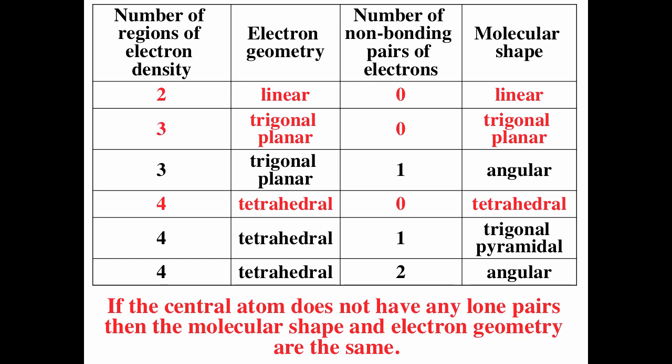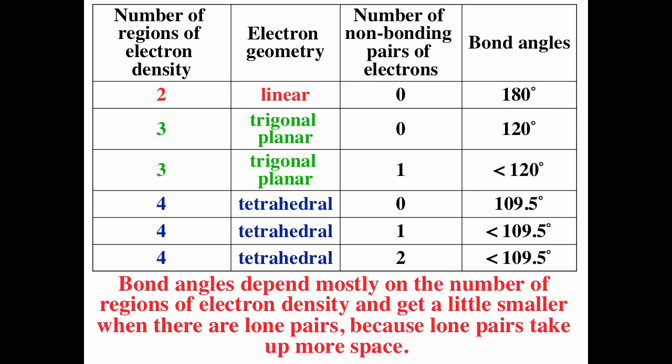If the center atom does not have any lone pairs, then the molecular shape and electron geometry are exactly the same. And lone pairs tend to take up more space than just atoms because they're more diffuse. And so for trigonal planar, if you have trigonal planar electron geometry and molecular shape, you'd have a bond angle of 120. Now, if you add a lone pair, then the bond angle is going to be less than 120 because the lone pair takes up more space.